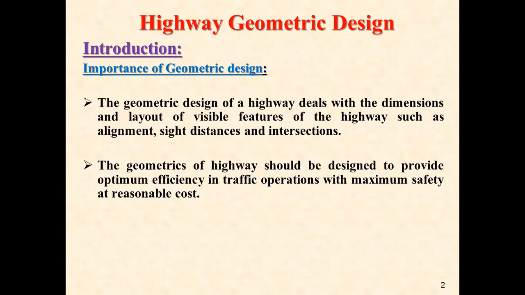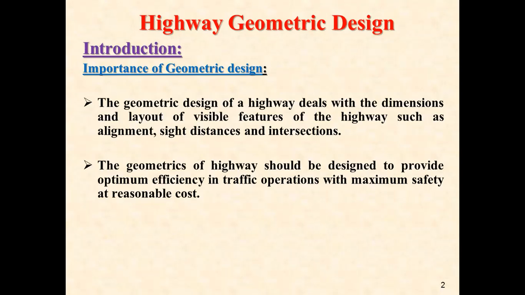Geometrical design comprises alignment, the camber we are going to provide, the width of the road, the height of the road, the sight distance, and the intersections. These are all what we call the geometric design.